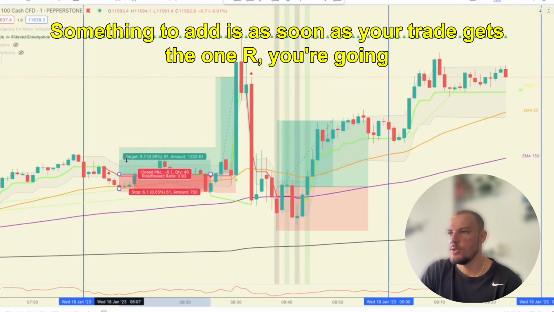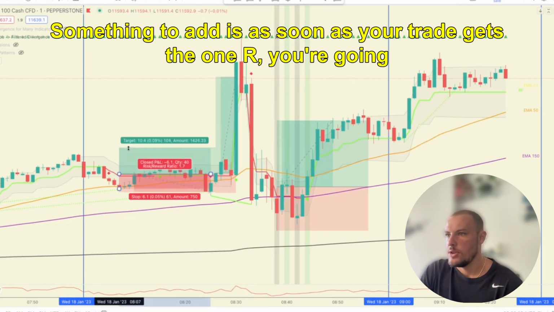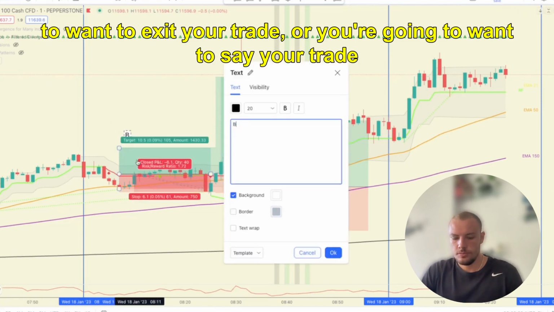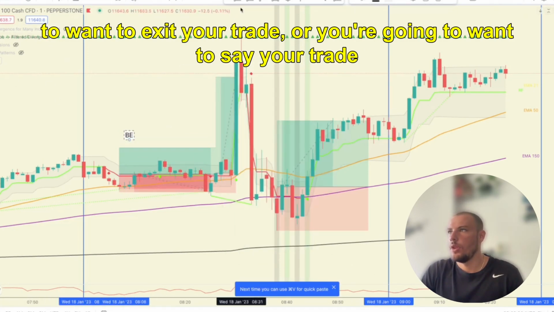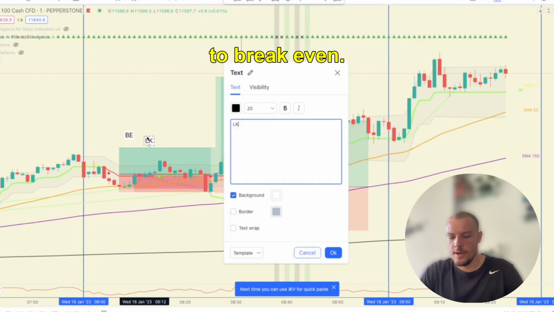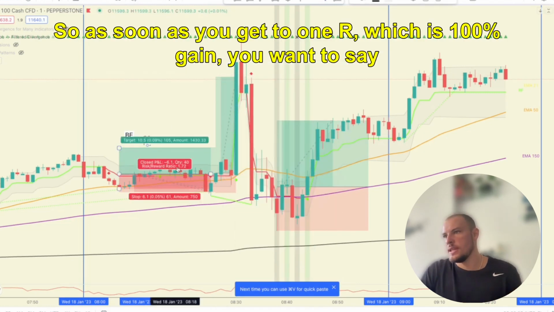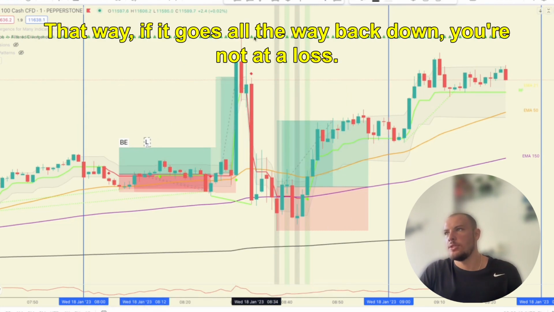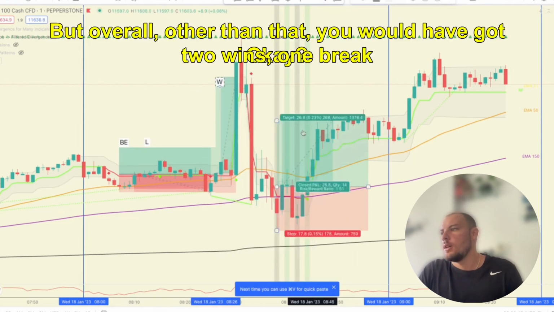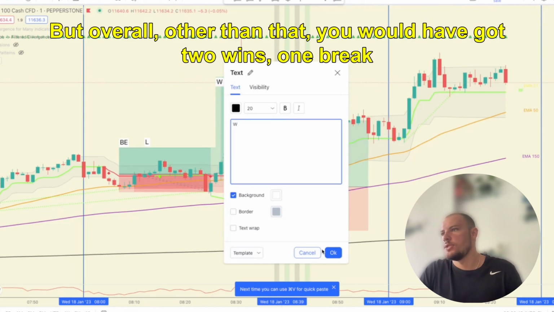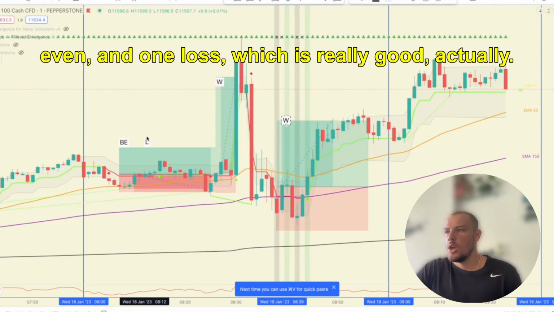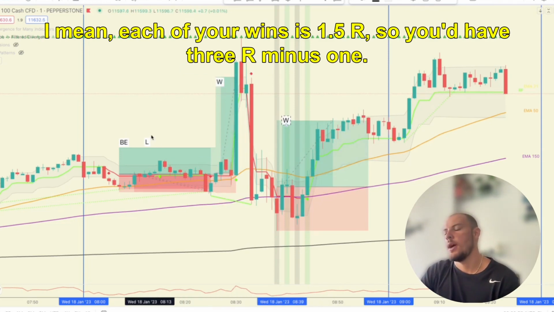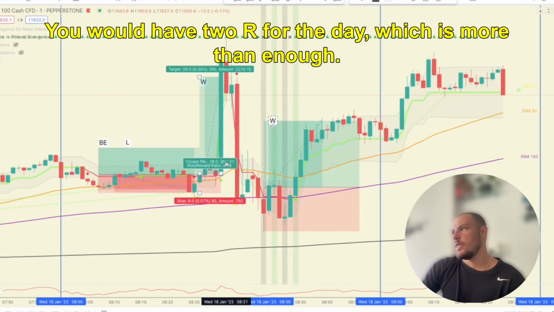Something to add is as soon as your trade gets to 1R, you're going to want to set your trade to break even. So as soon as you get to 1R, which is 100% gain, you want to set your stop loss to break even. That way, if it goes all the way back down, you're not at a loss. But overall, other than that, you would have got 2 wins, 1 break even, and 1 loss, which is really good, actually. Each of your wins is 1.5R. So you'd have 3R minus 1. You would have 2R for the day, which is more than enough.